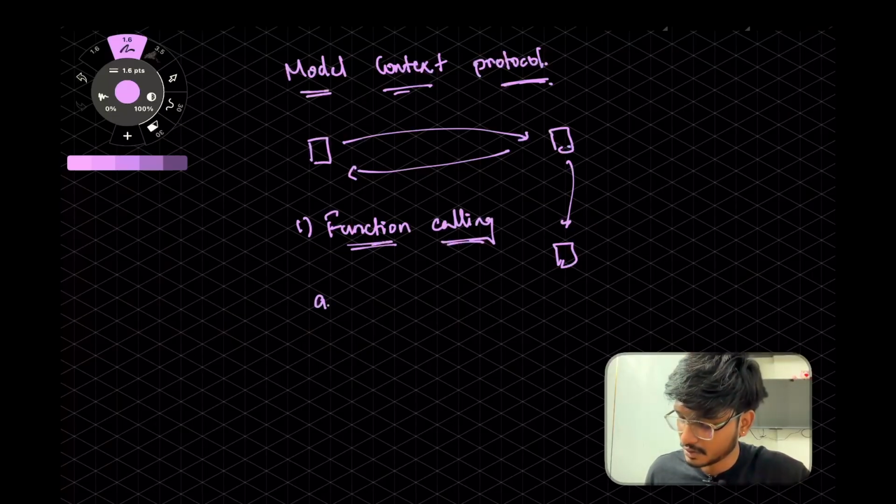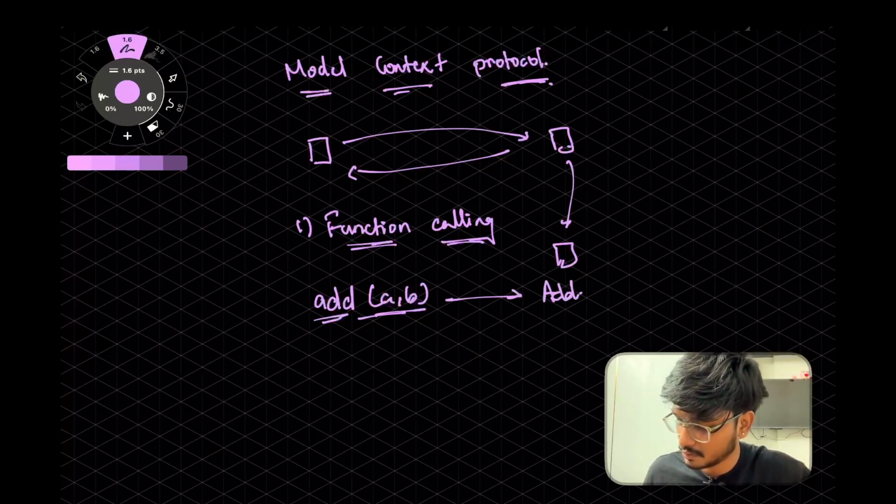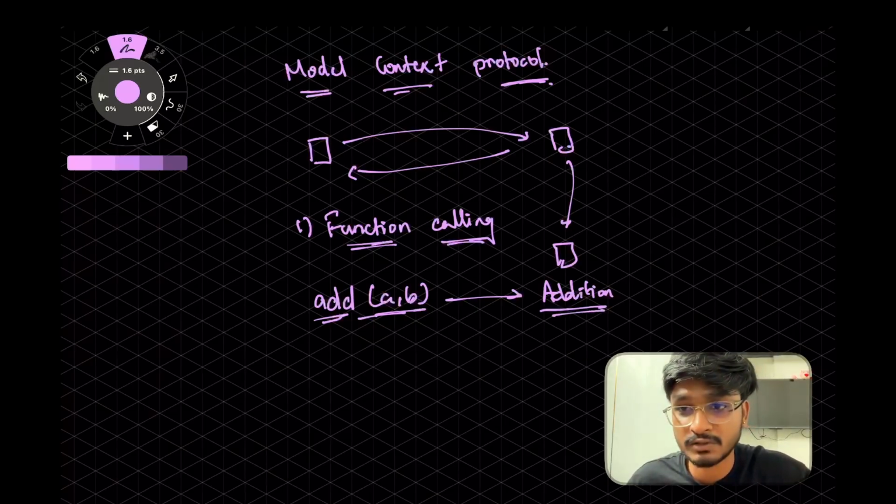Let's say you have a function called add. It adds two numbers, A and B. So let's say this add has changed from add to addition. You won't know, right? It has been changed to addition unless it's explicitly told to you. This is what was happening. So you have to keep track of what changes happen and change it accordingly. But with Model Context Protocol, you don't have to do anything.